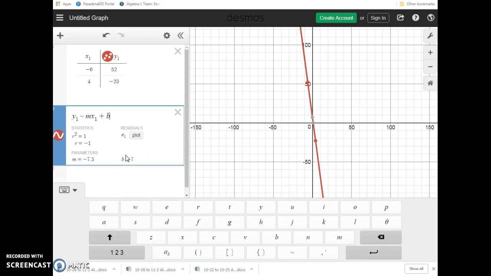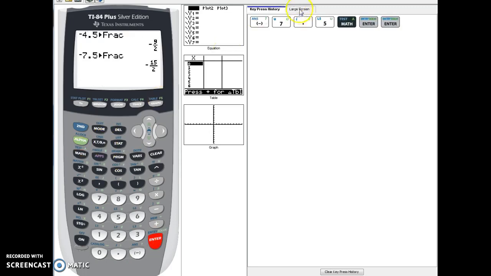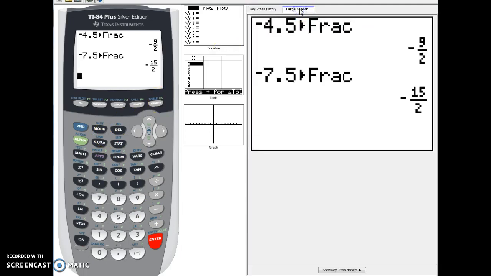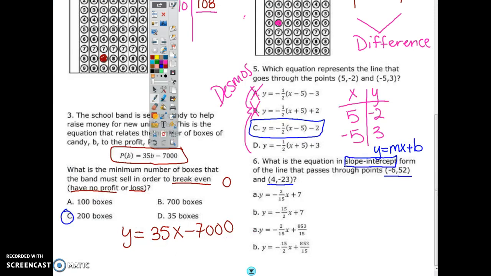Okay? But we don't like our slope in decimals. So what we're going to do is go 7.5 in your calculator and hit math, enter, enter. And it'll give us the fraction that we want. Okay? So our slope is negative 15 over 2. Negative 15 halves. Okay? So automatically we know that it can't be this one and it can't be this one because our slope is negative 15 halves.